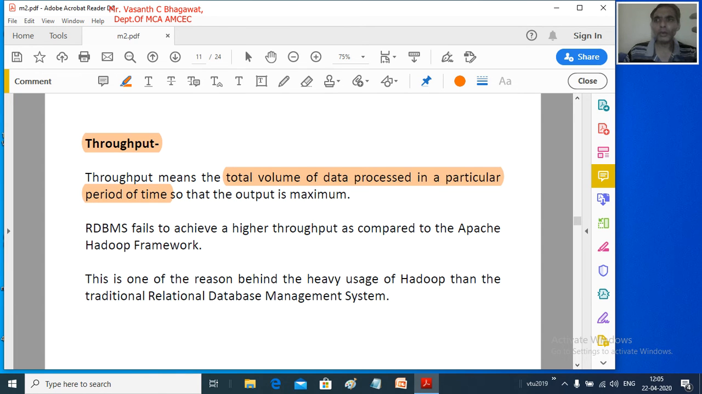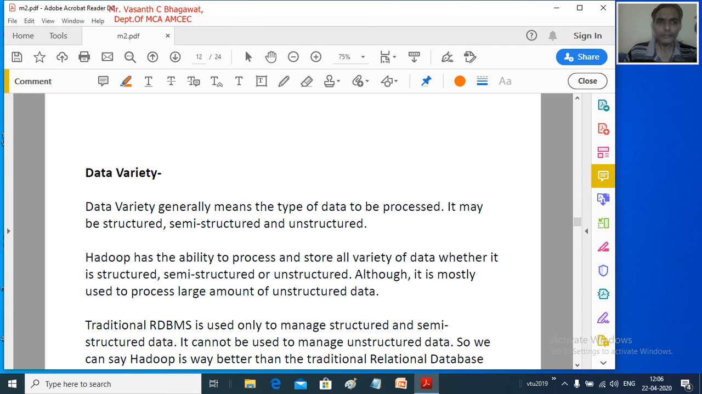The more volume of data you process, the greater your output. Now RDBMS has a very low throughput compared to Hadoop. RDBMS fails here to achieve a higher throughput, whereas in Hadoop we can process a huge amount of data in a given period of time.